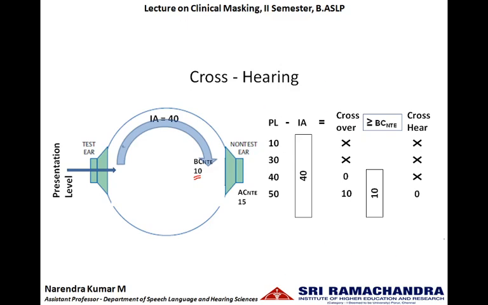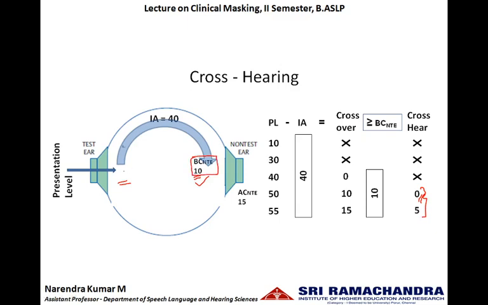So when the subject tells that he is hearing the sound, it is not from the test ear, it is from the non-test ear. At 55 decibels, the crossover sound is going to be 15 dB, hence cross hearing is going to be 5 dB. So in these two conditions, the subject will hear the sound because of the activation of the non-test ear cochlea.